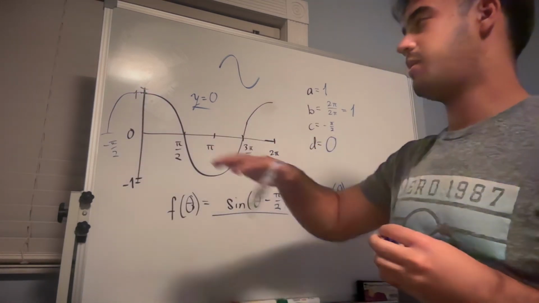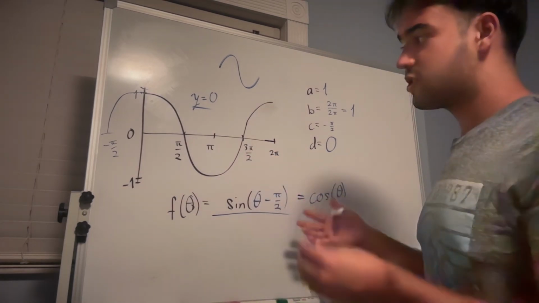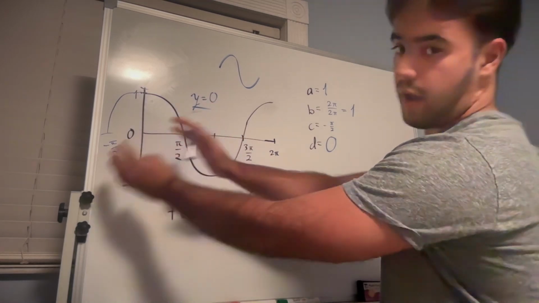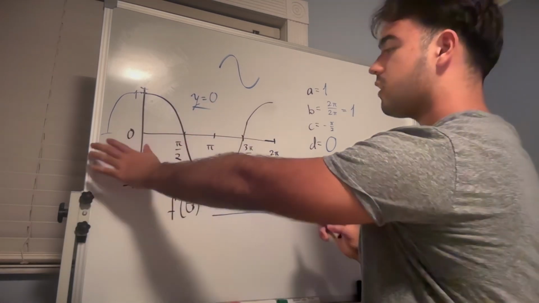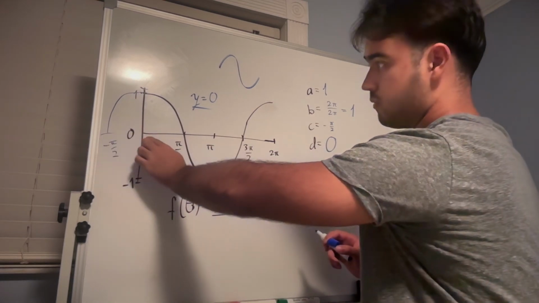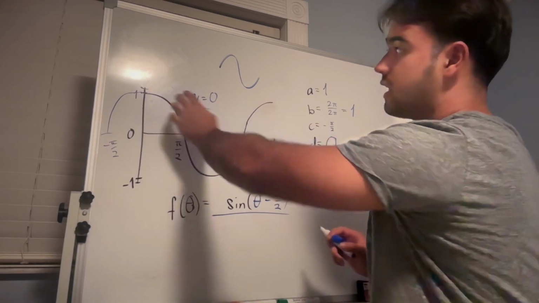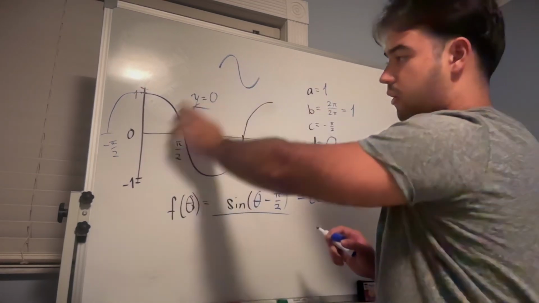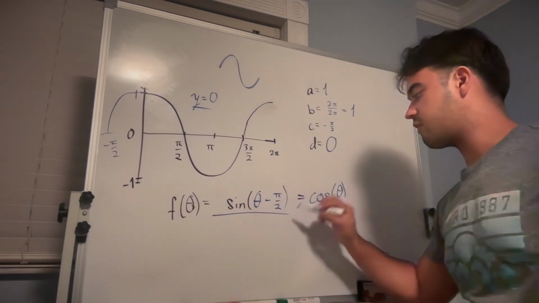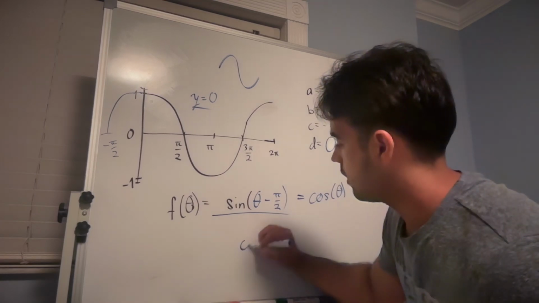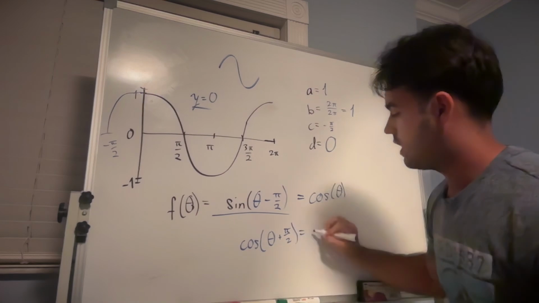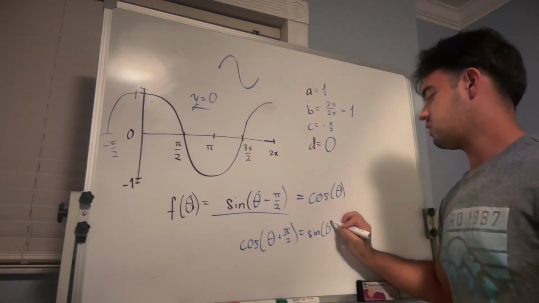So, excuse me, let me rephrase that. If we were to shift this function pi over 2 to the right, then this would go over here. We would start at 0, and then this 1 would be over here. And then it would look much more like the sine graph we have over here. So we can say that sine of theta minus pi over 2 is equal to cosine theta, and that cosine of theta plus pi over 2 equals sine theta.